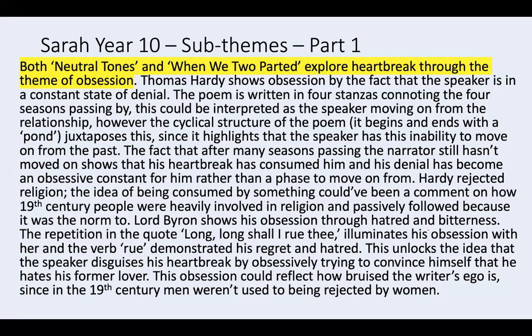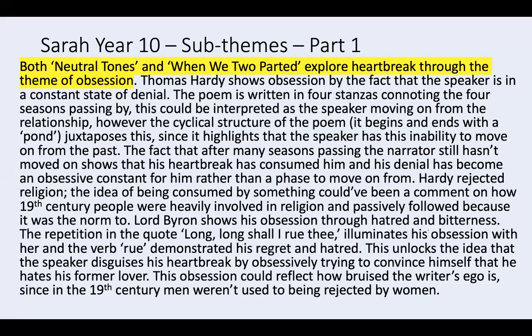Now, in the second part, she does the same thing. She has Lord Byron shows his obsession through hatred and bitterness, which is the point. Okay, then we have the repetition, which is the technique. In the quote, 'long, long shall I rue thee', which is the evidence, illuminates his obsession with her, and the verb 'rue' demonstrates his regret and hatred. The fact that she used the word verb is already another technique. Sometimes your techniques don't need to be these high level words that you learn in lessons, but could be as simple as this verb or this adjective or this noun shows, whatever. Okay. And then she has her analysis there.